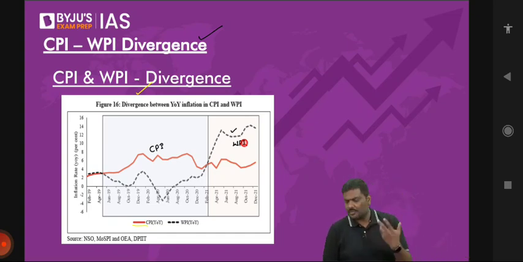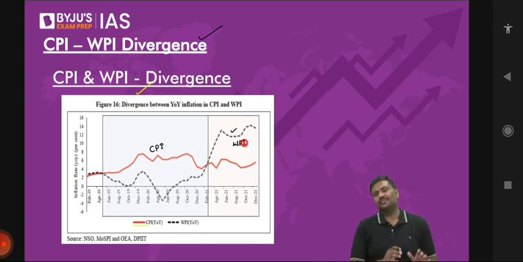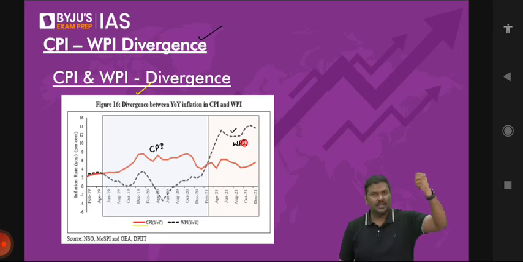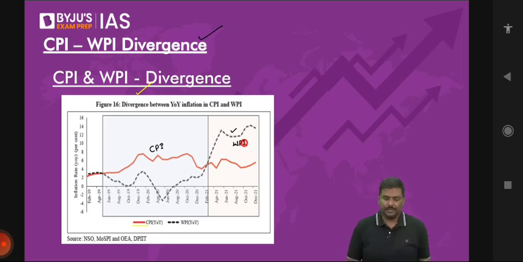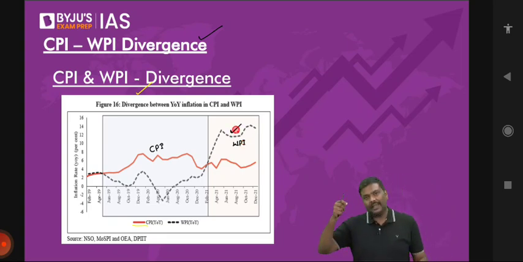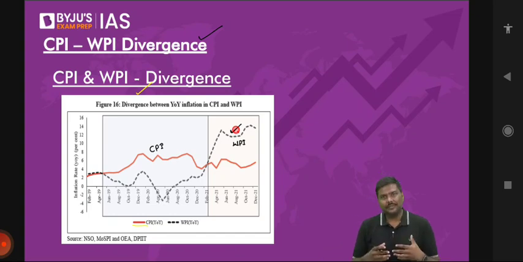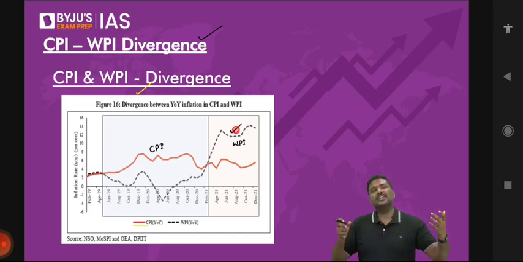You will see that in certain months, CPI is above WPI. CPI is growing at a faster pace, or the rate of inflation under CPI is higher compared to WPI. In other time periods, the rate of WPI is higher compared to CPI. Why is that happening? Why does inflation under WPI change at a different rate than inflation under CPI? These are the reasons.